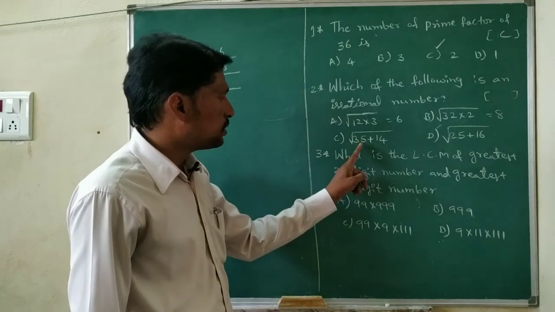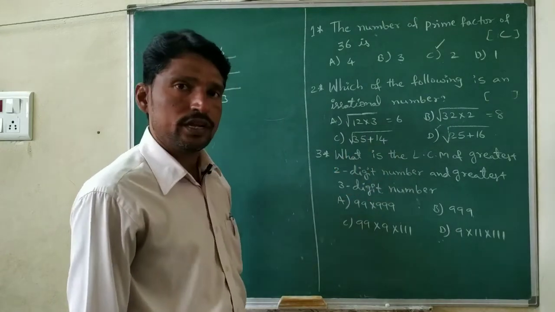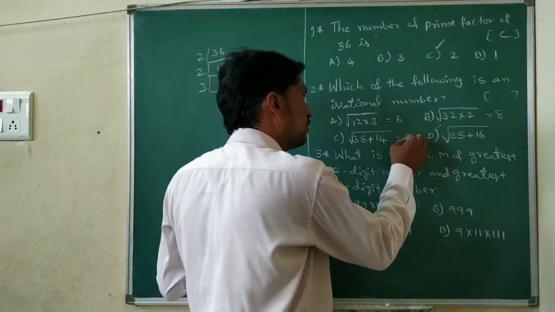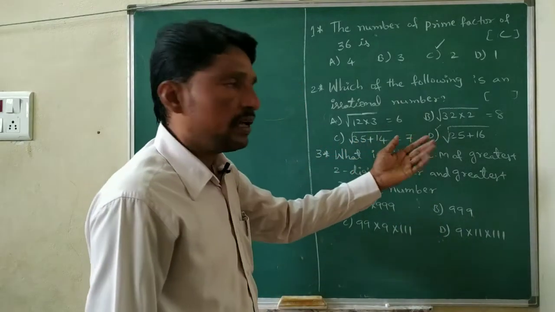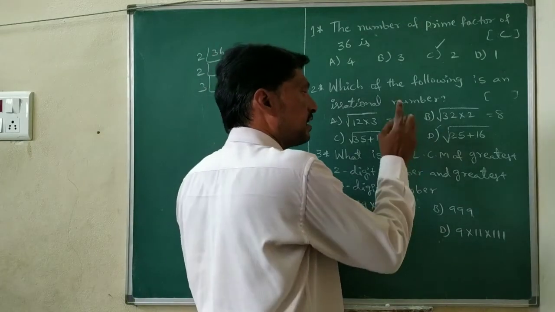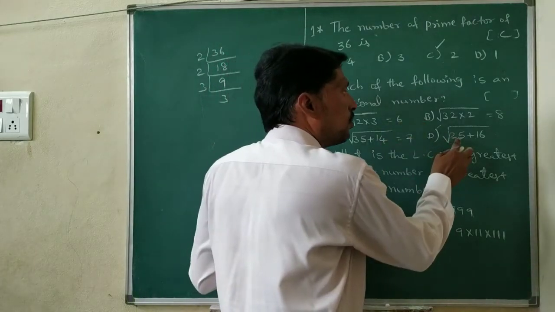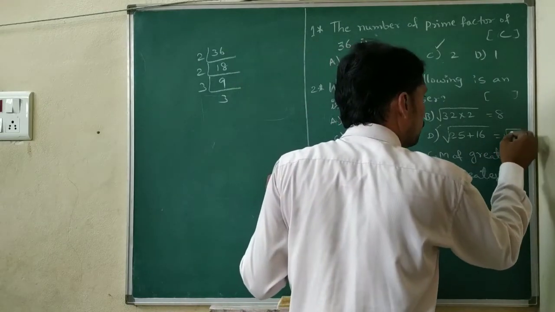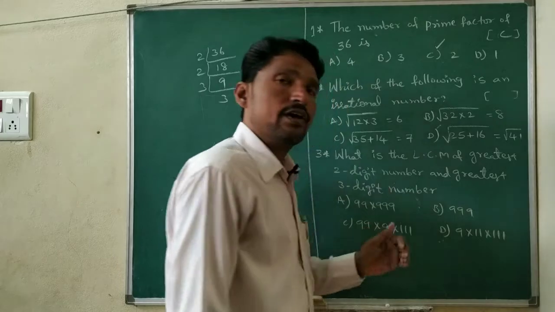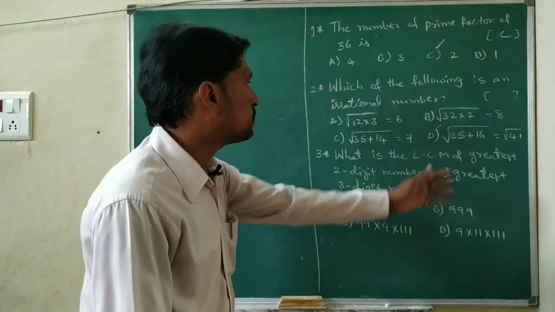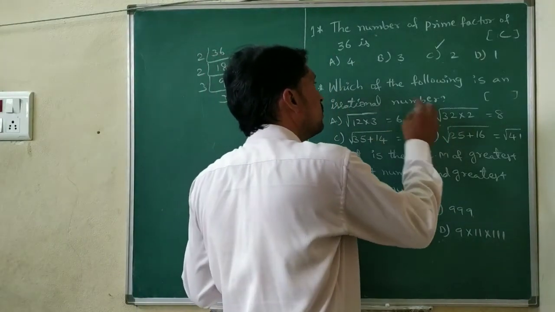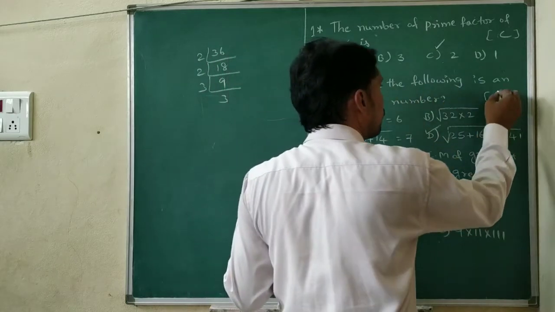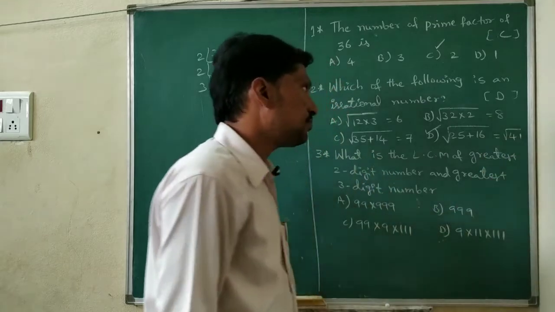Next, option C. 35 plus 14. 35 plus 14 is 49. Root 49 value is 7. Sorry, it is not irrational. Means it is rational. 25 plus 16, that is 41. Root 41, we do not have the root for 41. So option D. Here what they asked: which of the following is an irrational number? So root 41 is the irrational number. That option we need to write.